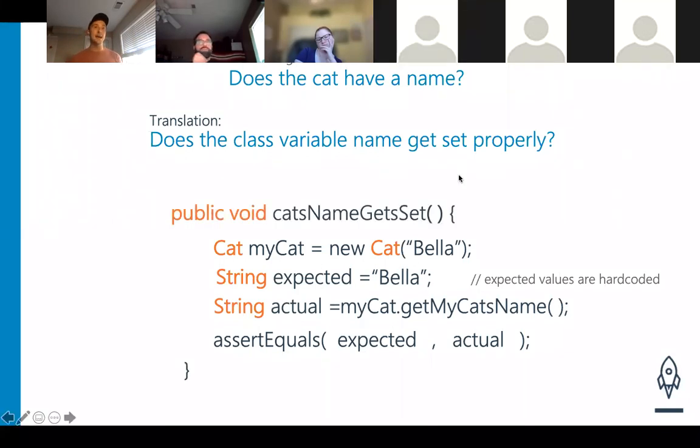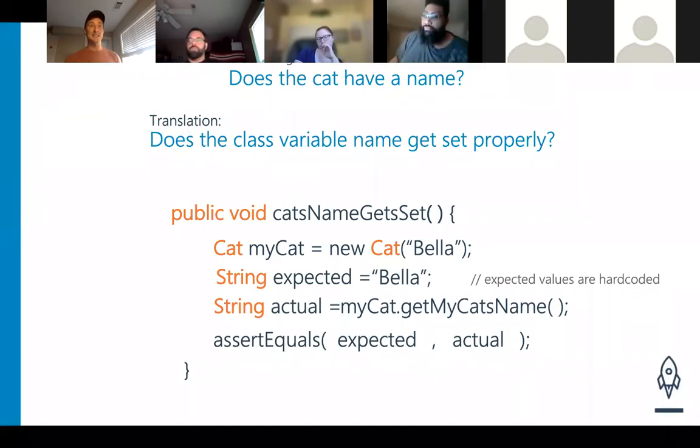We're going to place this now inside of its own method. Every test will go inside of its own method. Public void cat's name gets set. So we're seeing if our cat's name actually gets set through the constructor. Now, take a close look at this. Beautiful test, right? Everyone's happy. Wow, this doesn't look too bad. All right, all right. We're missing one more thing.